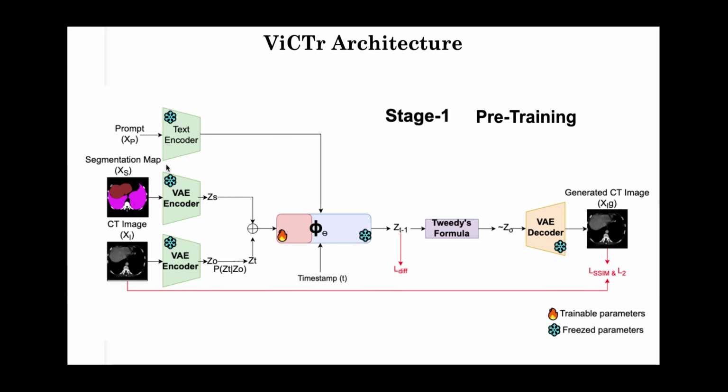So we take the prompt, xp, the x prompt, which is nothing but the text, the organ names contained in the CT image or the MRI image. We encode the text prompt, the organ names, with the text encoder. We also take the segmentation map XS and the original CT image XI, and pass them through the VAE encoder to get ZS and Z.